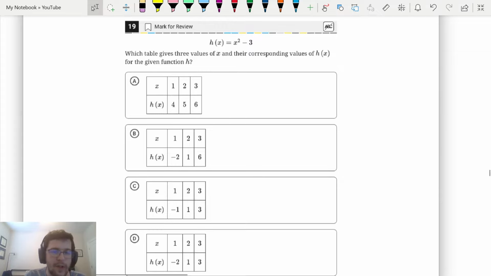Okay, so for this one, all the x values are 1, 2, and 3. So you just need to plug in 1, 2, and 3. You can do this on your calculator, or you can do it in your head. 1 minus 3, all right, that's negative 2.